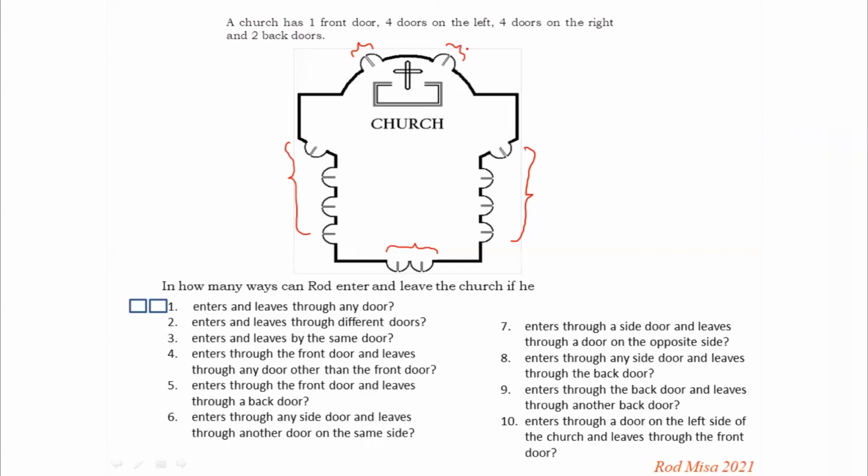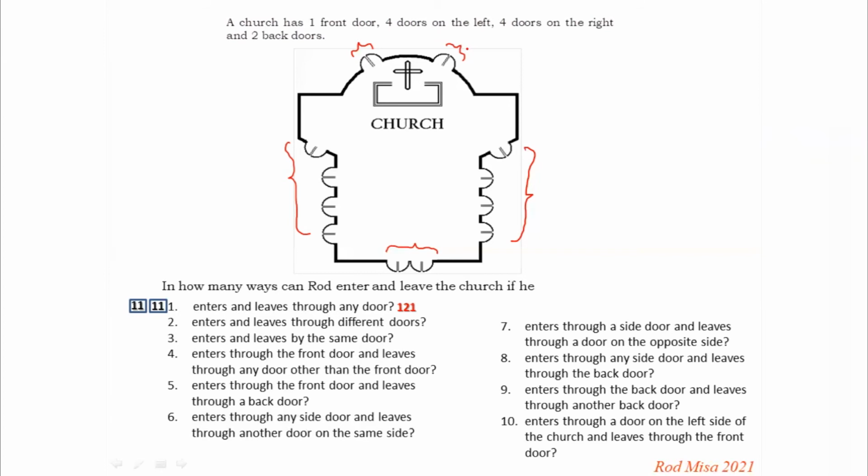So if he enters the church, he can choose any of the 11 doors. He may choose to enter by the front door or any of the left side doors or the right side doors or any of the 2 back doors. And then, leaving the church, he can choose any of the 11 doors because he can leave the church using any door. So 11 times 11 here. And then multiplying these numbers, we've got 121 ways when Rod enters and leaves the church using any door.